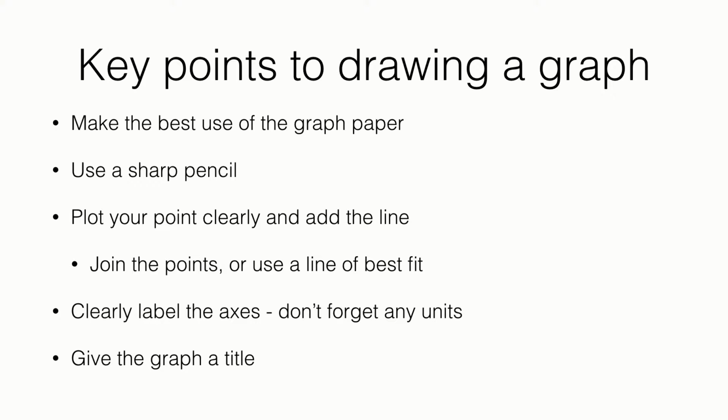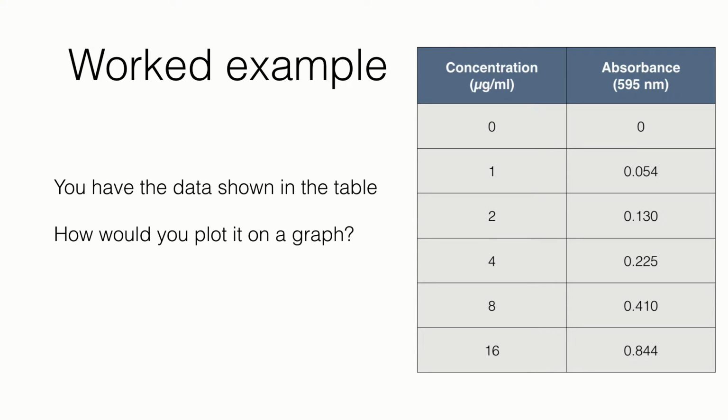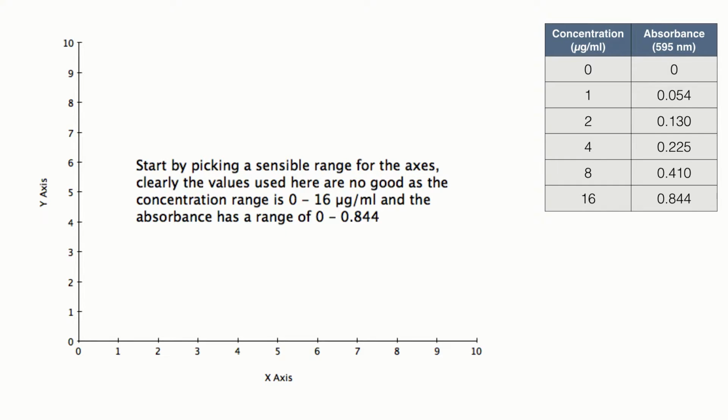So let's look at a worked example. Here I've set up a standard curve. I've taken known concentrations of protein running from 0 to 16 micrograms per mil and I've measured their absorbance in a spectrophotometer set at 595 nanometers. So I have my data nicely recorded in a table, but the question is, how would I go about plotting it on a graph? Well, first of all, I need to pick sensible ranges for the axes.